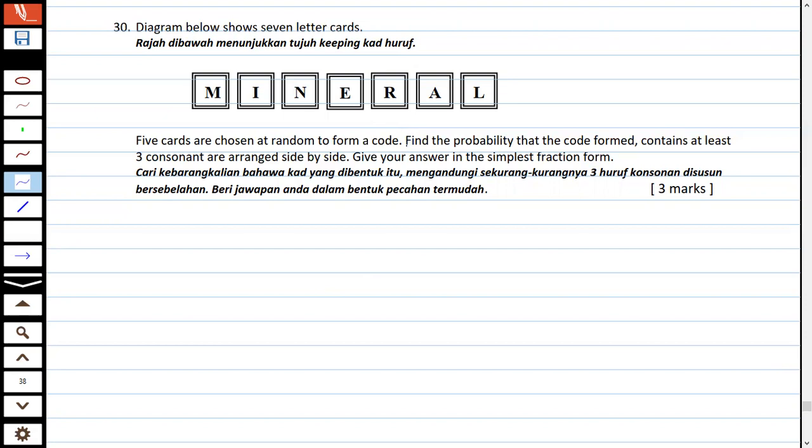Okay. Next. Find the probability that the code formed contains at least 3 consonants arranged side by side. That means the arrangement must have at least 3 consonants side by side. First of all, you must know what a consonant is here. Let me highlight for you guys.